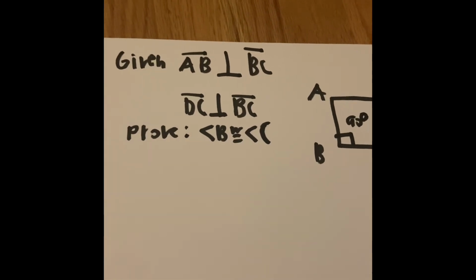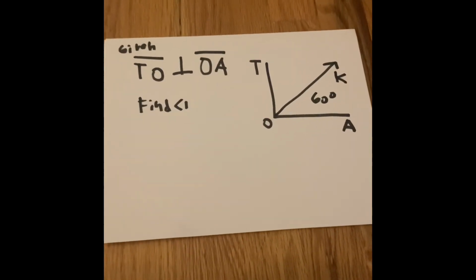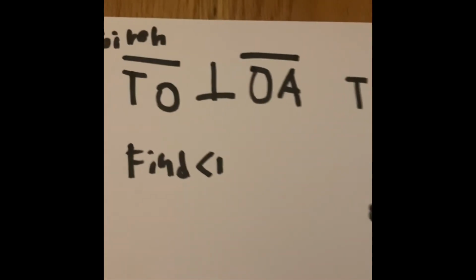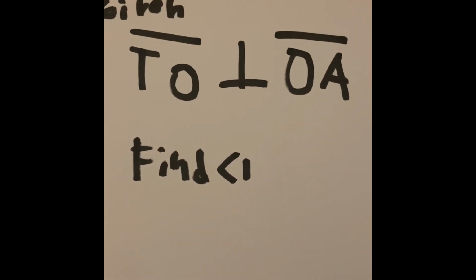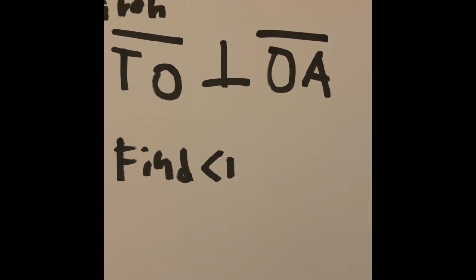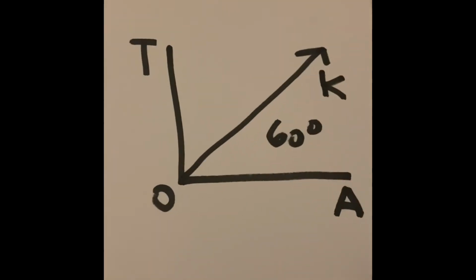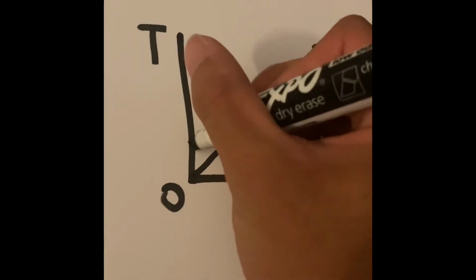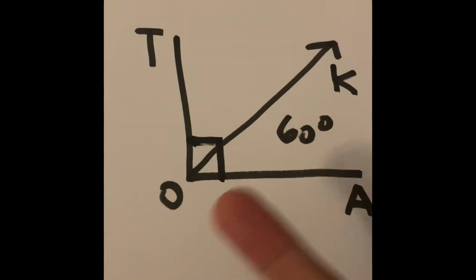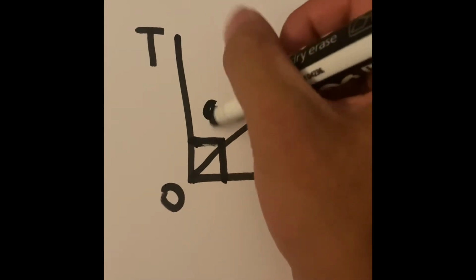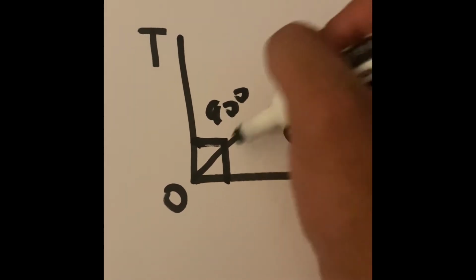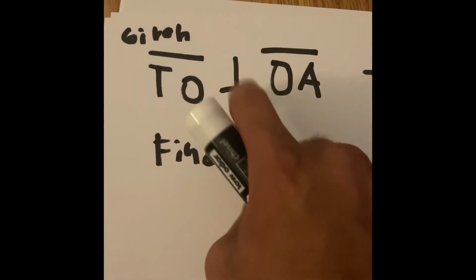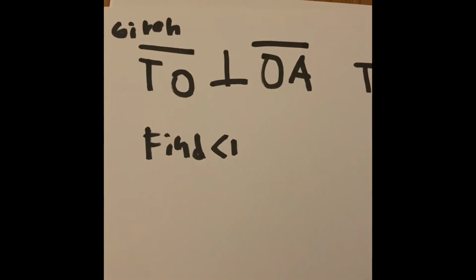Let's look at one more example. Okay, so here is our final example. This is a reminder that segments TO and OA are perpendicular. We could say that TO and OA are the elements, or the ingredients, that we need to make a 90-degree angle. We can say that this right here is 90 degrees, since perpendicular lines must have 90-degree angles.